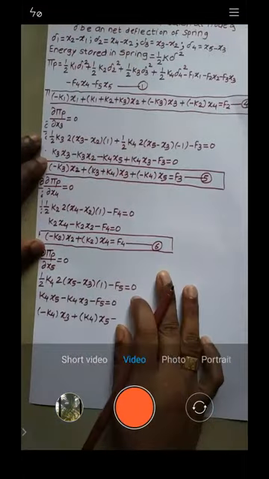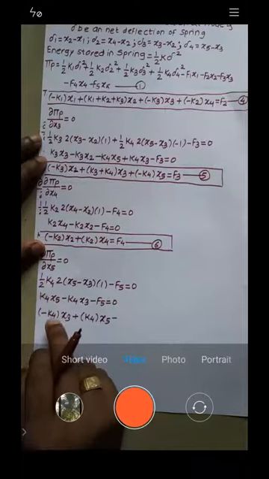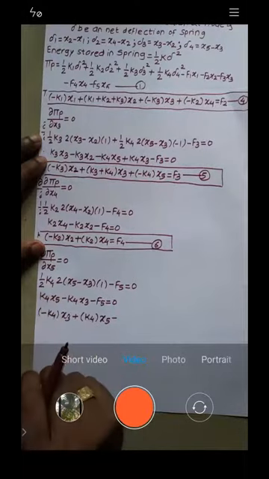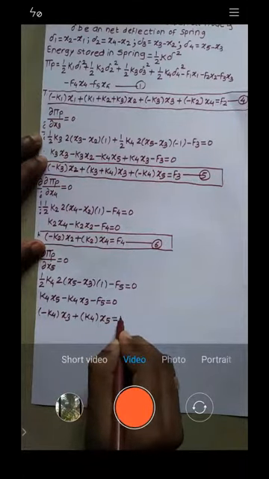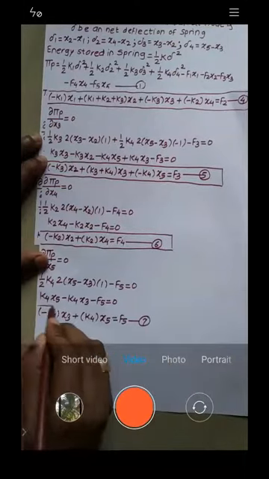So what you'll get? 2 gets cancelled. k4 x5, and then 2 gets cancelled, k4 x3, that is minus k4 x3 minus f5 is equal to 0. So I will rewrite it as minus k4 x3 plus k4 x5 is equal to f5. This is the equation number 7, right?